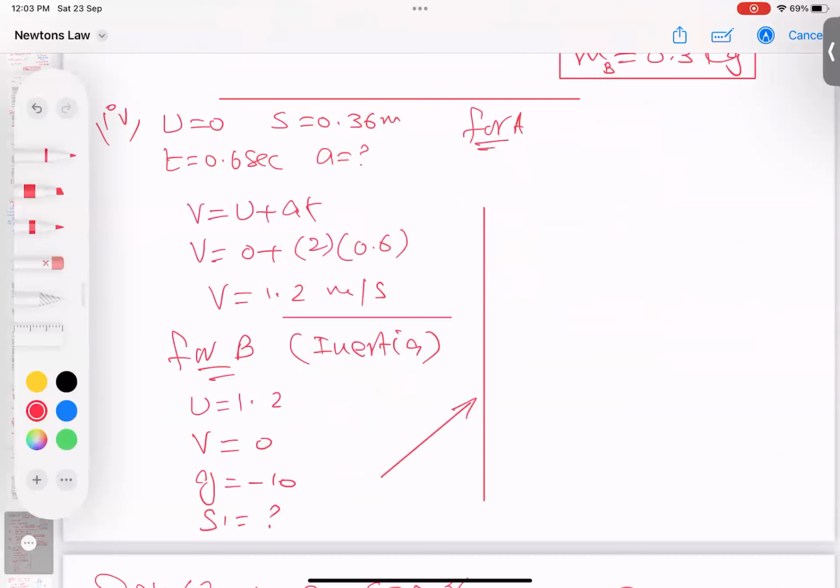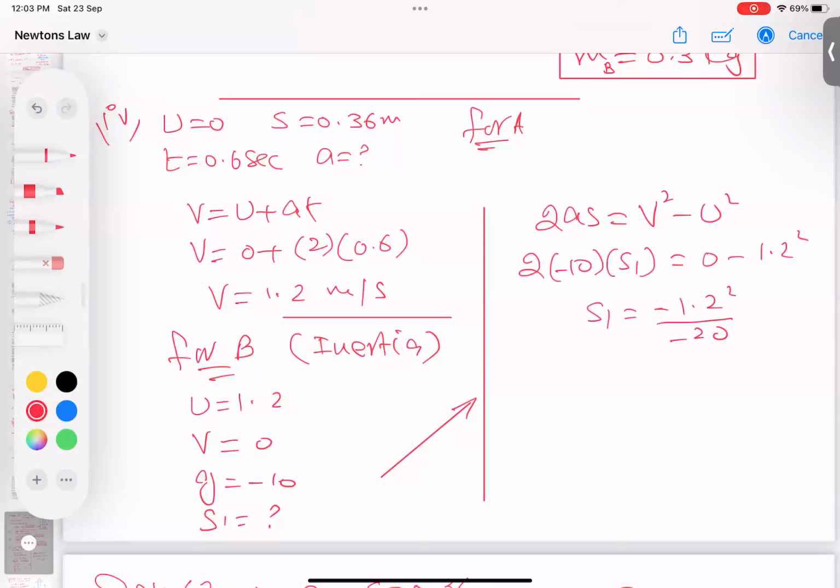All right, so what is the way? 2as equals v squared minus u squared, and a is -10. s is my target. The last velocity is 0, u is 1.2. So s1 is 1.2 squared divided by -20 with a negative sign. If I check, what answer is coming? 1.2 squared divided by 20, I get 0.072 meters. That is S1.